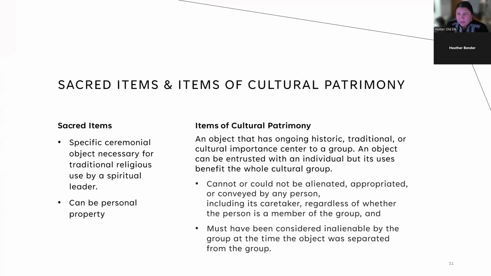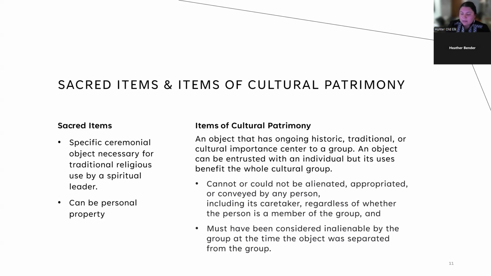And so for a long time, I had a difficulty deciphering the two, because we understand that items inherently are sacred to communities. But NAGPRA has really clear definitions of how they define sacred items and items of cultural patrimony. So a sacred item is a specific object that is necessary for religious use by a spiritual leader. And these can be defined as personal property. So I use the example of, in Peyote or Native American Church practices, a practitioner may use a fan and a staff.